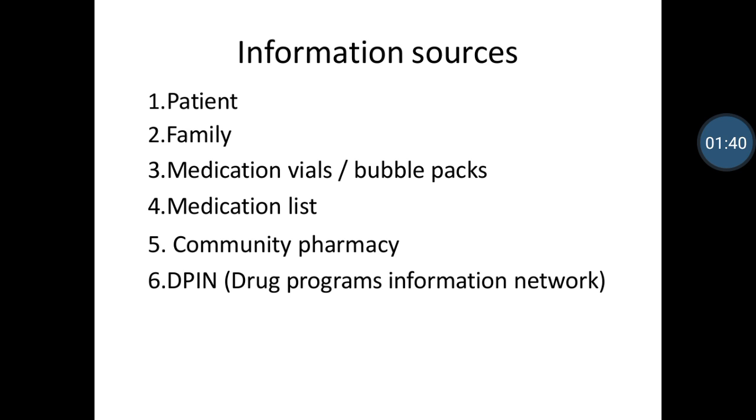Then community pharmacy, which type of pharmacy or medical shop you have taken the medicine from, that is known as a community pharmacy. Then DPIN, drug programs information network, means which network you are using. If your family, friends or any online sources have been used for information on drugs, that is known as DPIN, because nowadays all information on drugs is available on the internet or various medical websites.